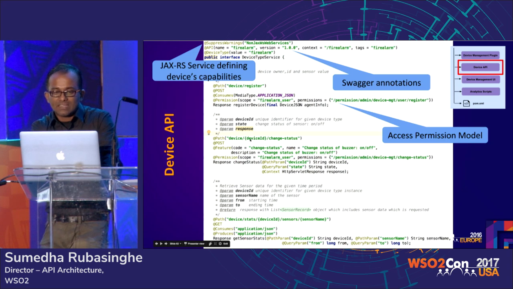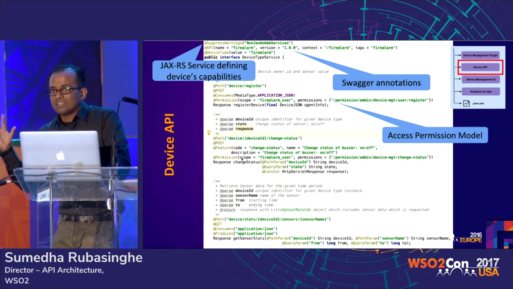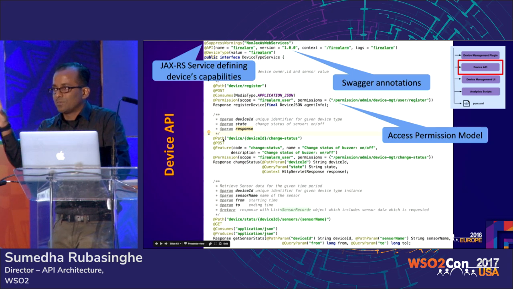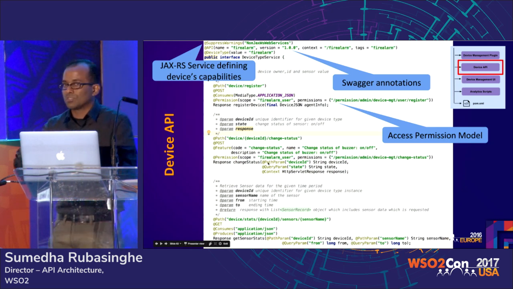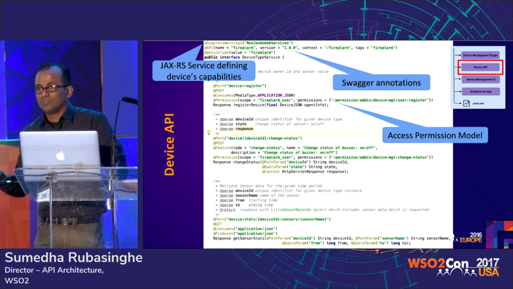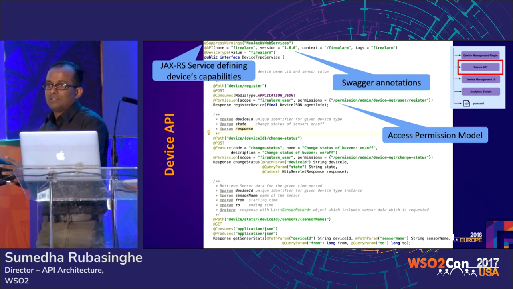So in this particular case, we are assuming a fire alarm, right? Now this fire alarm has an operation called change status, which turns the buzzer on or off. There is a set of standard annotations that we want you to write, so that we read these annotations and, based on them, create a properly managed API out of it. Some of these annotations include the resource path and the HTTP verb, right? Then some of the things that we'll be using for Swagger, and the permissions that are required, the scopes. When you request an OAuth token, what are the scopes that you have to request?